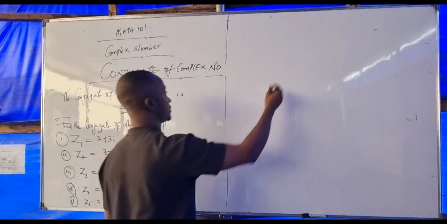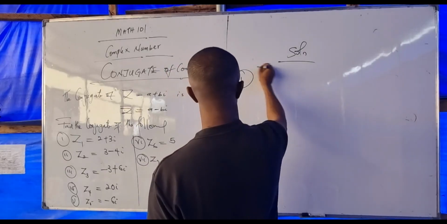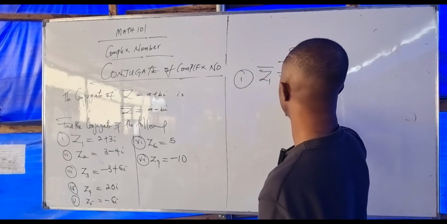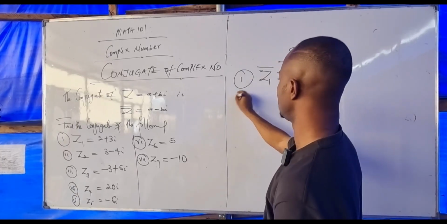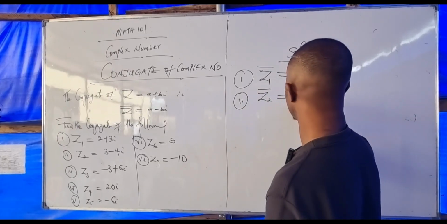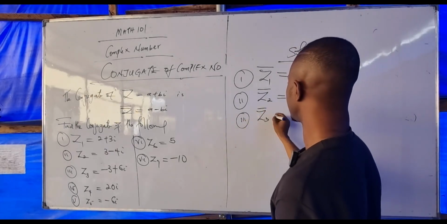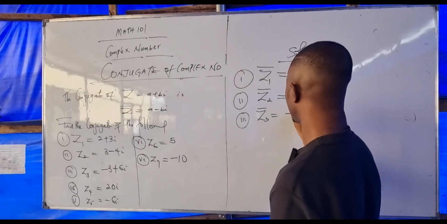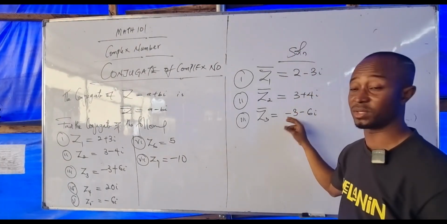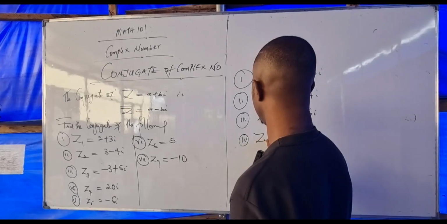Let's look at this. The solution is very simple. For the first one, Z1 conjugate is simply what? 2 minus 3i. Number 2, what is Z2 conjugate? 3 plus 4i. Number 3, what is Z3 conjugate? Minus 3 minus 6i. Are you seeing it now? It does not affect the real part, only the imaginary part.